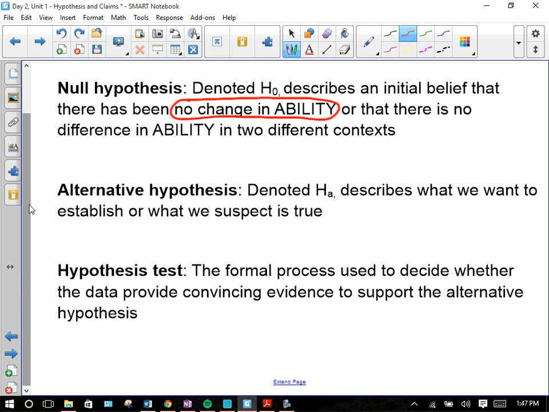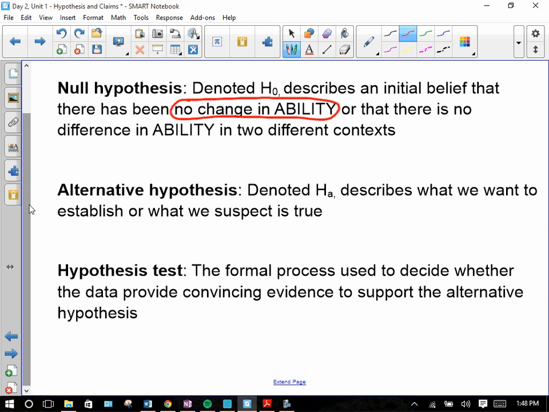Your alternative hypothesis is denoted H sub A. It describes what we want to establish or what we suspect is true. This is going to be the hypothesis where you talk about there being a change in ability. The alternative hypothesis is going to be the one about the ability being greater, or they have a lower ability, or they have a greater ability. Okay? That's the alternative hypothesis.